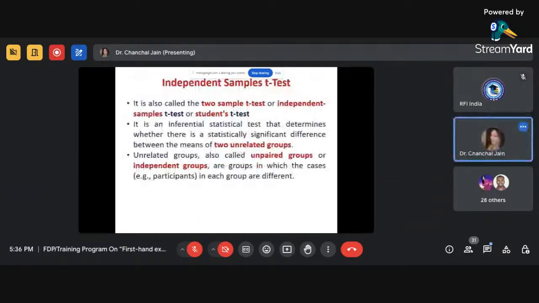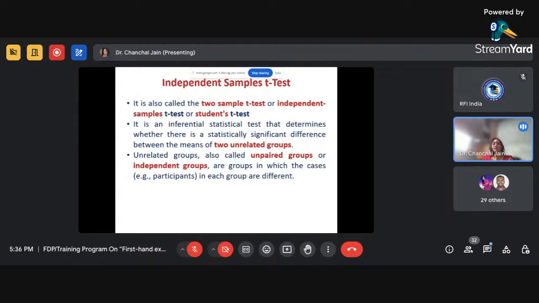Yeah. So starting with the agenda of the day, the independent samples t-test. Generally, this test is known by various different names like two samples t-test, independent samples t-test, or student's t-test. These are a few synonyms of the independent samples t-test. You can call it by these names, right? So in books, you can generally find these names.